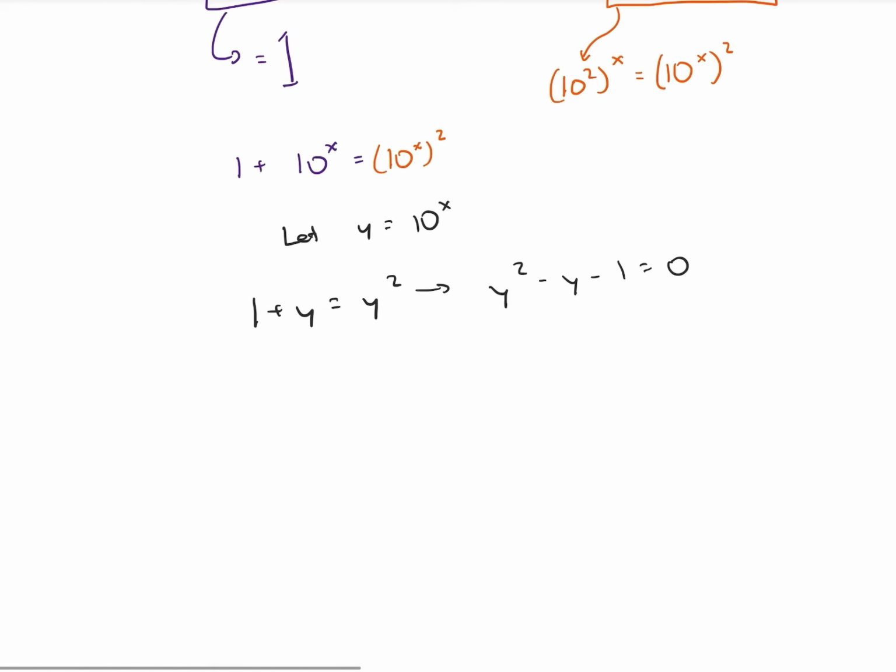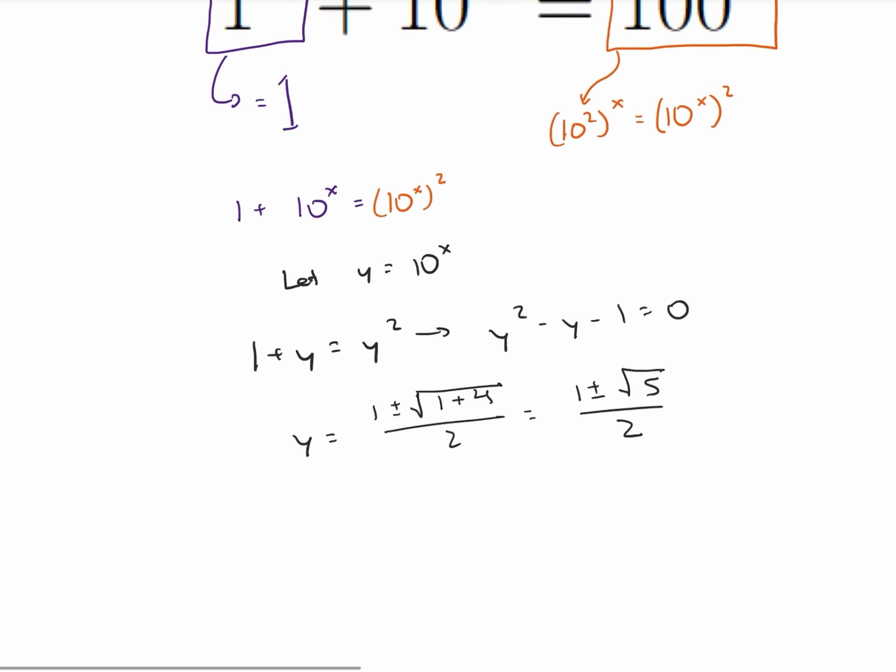Quadratic formula can help us out here. So we're going to get y is equal to 1 plus or minus the square root of 1 minus 4 times negative 1, so 1 plus 4, divided by 2, which is going to give us (1 plus or minus the square root of 5) divided by 2.